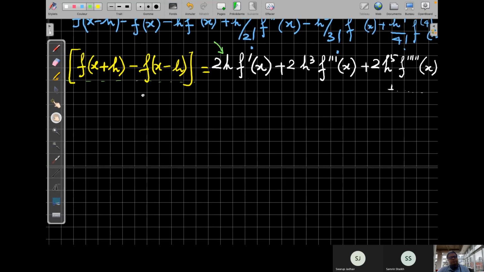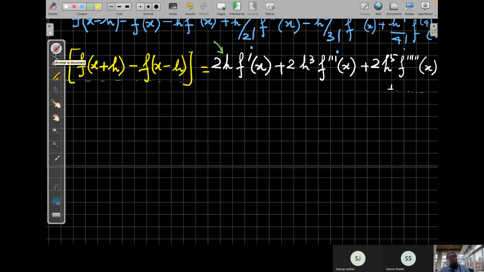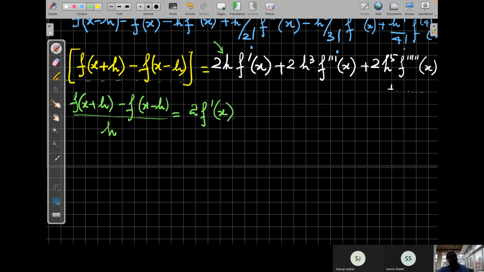Remember that I've already got this expression, and I'm trying to take h common from here. So what am I going to get? I'm going to write in a different color, of course. You will get f of x plus h minus f of x minus h, and I'm going to divide it by h. I'm just dividing by h. So tell me what I'll get here. I'll get 2 f prime x, isn't it? Yes, sir.